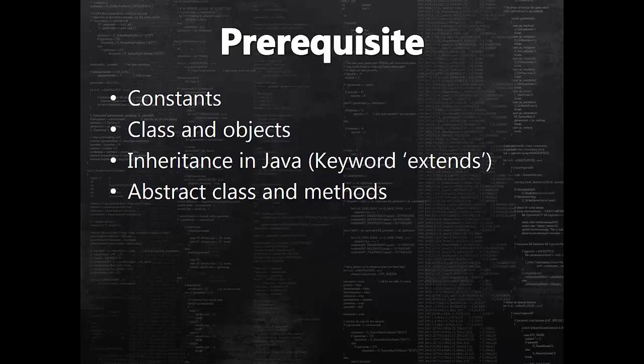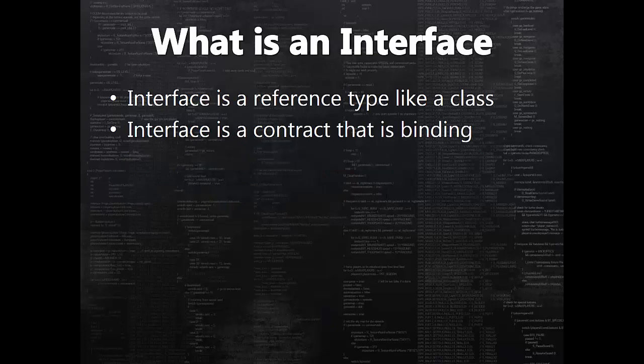So let's talk about some prerequisites first. I'm going to talk about some Java concepts throughout this tutorial, and if you understand those concepts, then this tutorial will be easy for you to understand. Those concepts are constants in Java, classes and objects, inheritance in Java, which basically means how to use the keyword extends, abstract classes and methods. If you don't know about these concepts, then you can refer to my other videos. Let's get started. Let's talk about theory first.